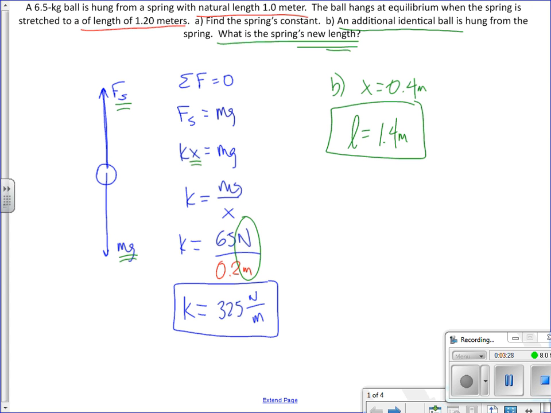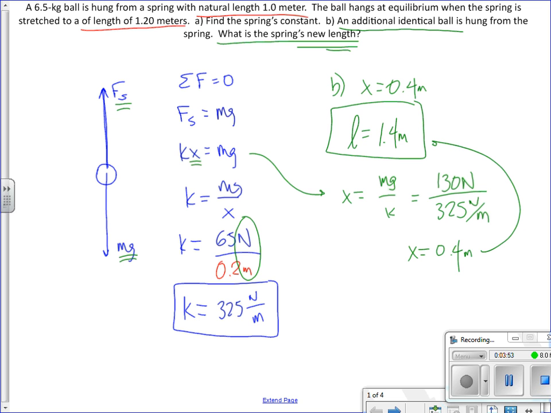You could just do this and say x is mg over k, and now if there are two 6.5 kilogram balls, they would weigh 130 newtons divided by your 325 newtons per meter, and that'll give you x is 0.4 meters. That'll lead you back there. But I don't think the math is necessary if you think carefully about how springs behave.